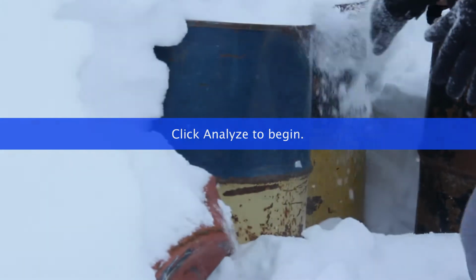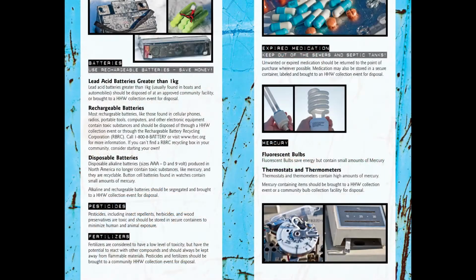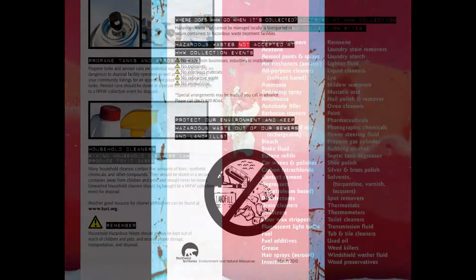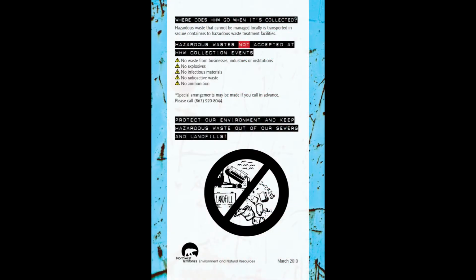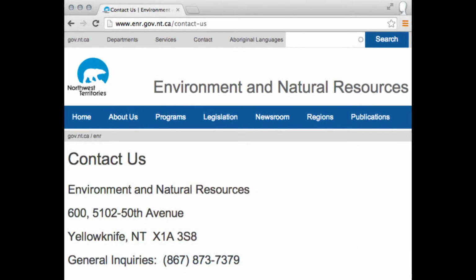The Government of the Northwest Territories Department of Environment and Natural Resources has guidelines available for dealing with hazardous waste. You can refer to these guidelines for advice on safe handling and storage of waste as you get started organizing your site. The guidelines are available on the Department of Environment and Natural Resources website, www.enr.gov.nt.ca. You can also find contact information there for further help and resources.